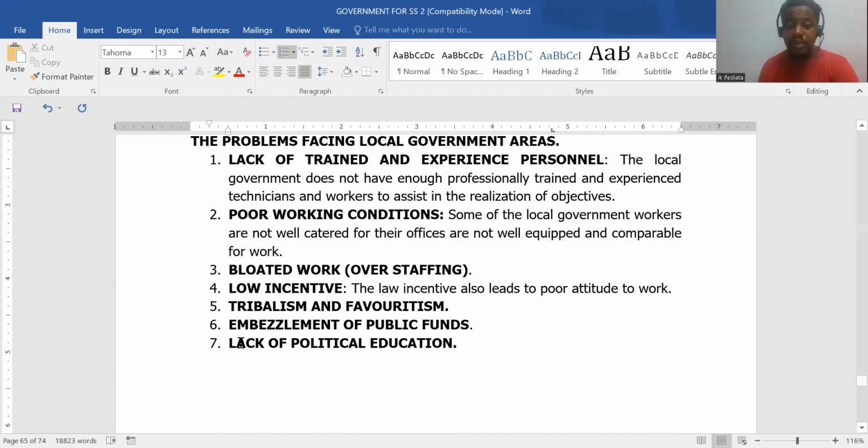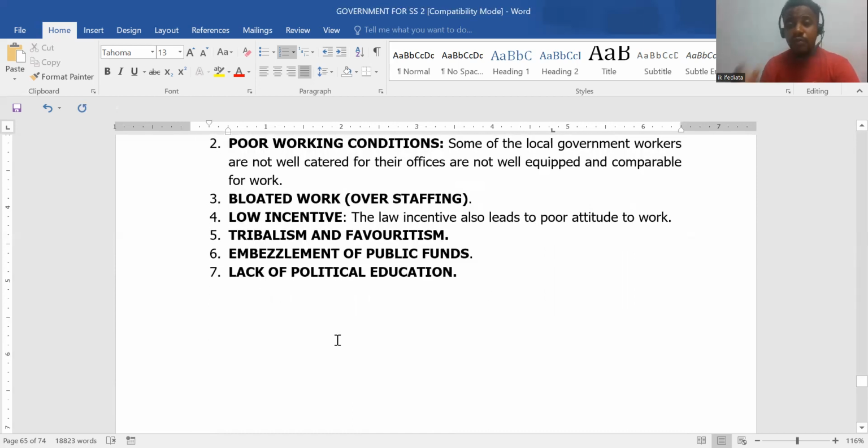Next is embezzlement of public funds that's meant for developing projects in the local government. The local government chairman pockets it, or a group of people there come together, take away the money and squander it. Now, lack of political education on the part of the people. So they won't even know what they expect from the local government. The local government can be ripping them off and they don't even know what is actually happening. So lack of education, lack of sensitization.